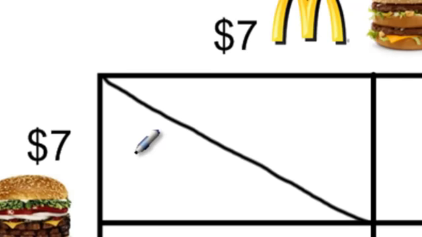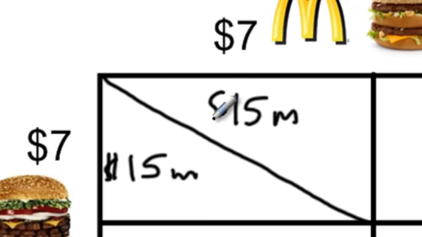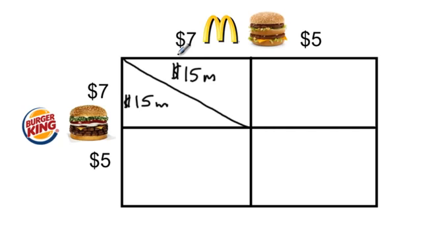the level of economic profit expected to be earned by Burger King will be $15 million, and the level of economic profit that McDonald's can expect to earn will be $15 million. In other words, the two firms will split the market for hamburger meals. Each firm will earn a profit of $15 million. The next question will be, well, what if Burger King were to lower its price to $5? How would this affect the market for hamburger meals? How would it affect the level of profits enjoyed by Burger King and McDonald's?